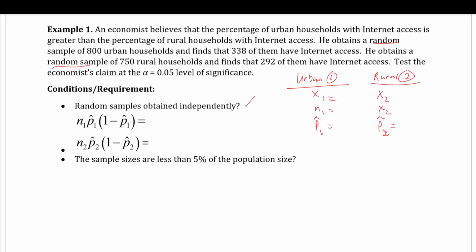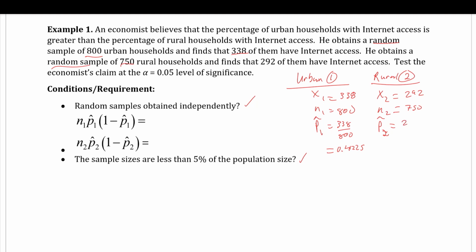Same thing for rural. For the urban households, 800 of them were sampled. How many of them have internet access? 338. If we divide those two numbers, we get 0.4225 exactly. For rural, we have 750 households, and 292 of those had internet access. Again, are these samples less than 5% of the population size? I'm pretty sure 800 is less than 5% of all urban households, and same thing with rural. So that's checked off. The second condition still needs to be met.